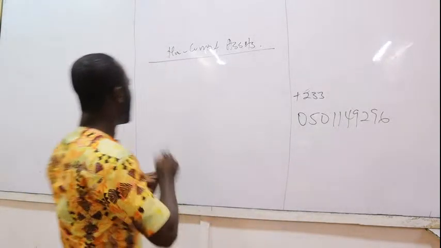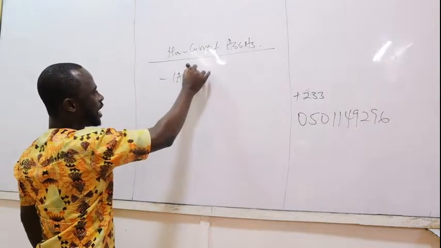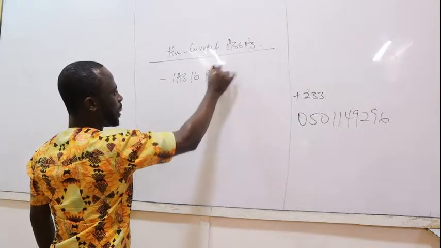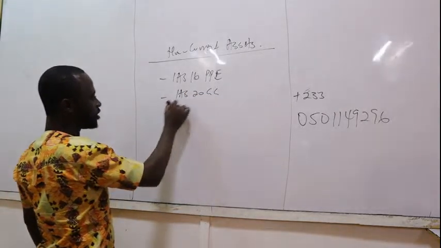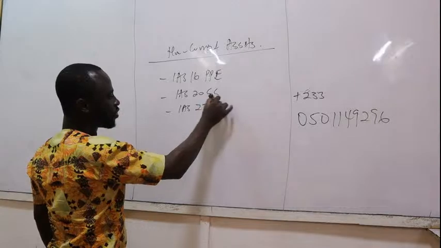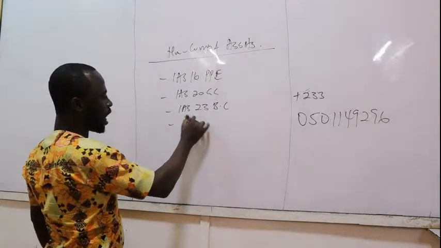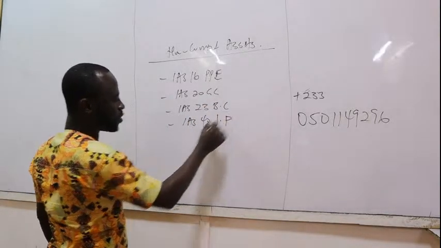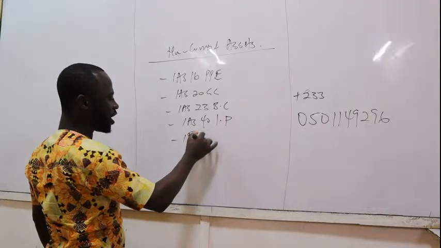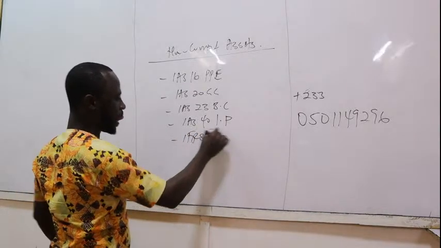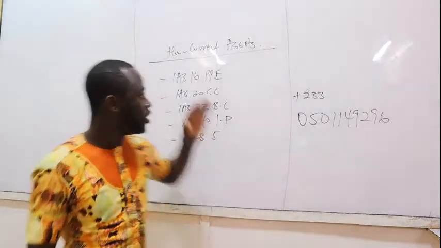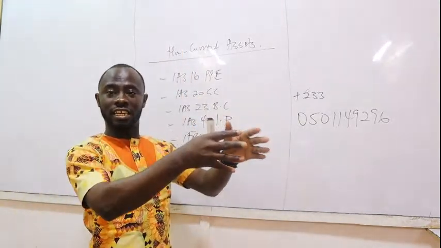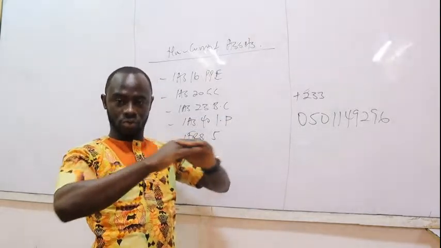The first one here, as always, is IAS 16, property, plant, and equipment. Then IAS 20, government grant. IAS 23, borrowing cost. IAS 40, investment property. IFRS 5, assets held for sale and discontinued operation. So these are the starting accounting standards that we need to understand.